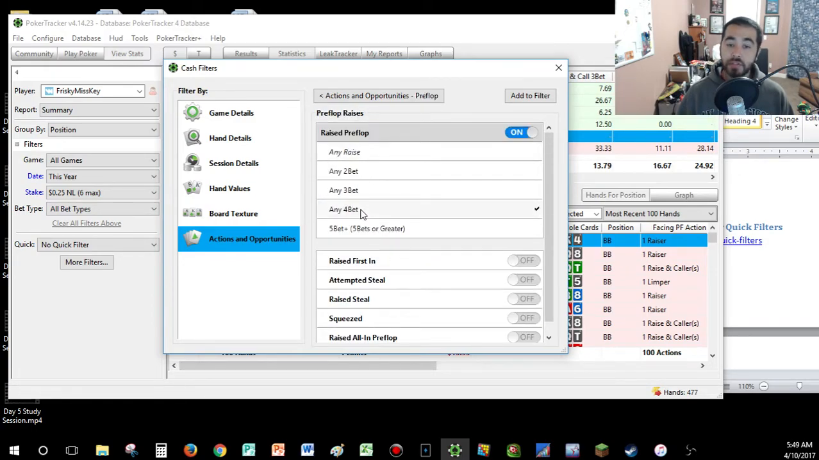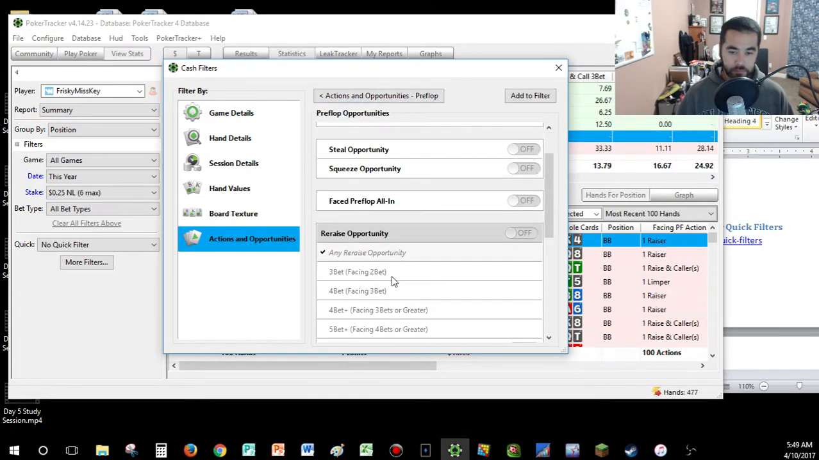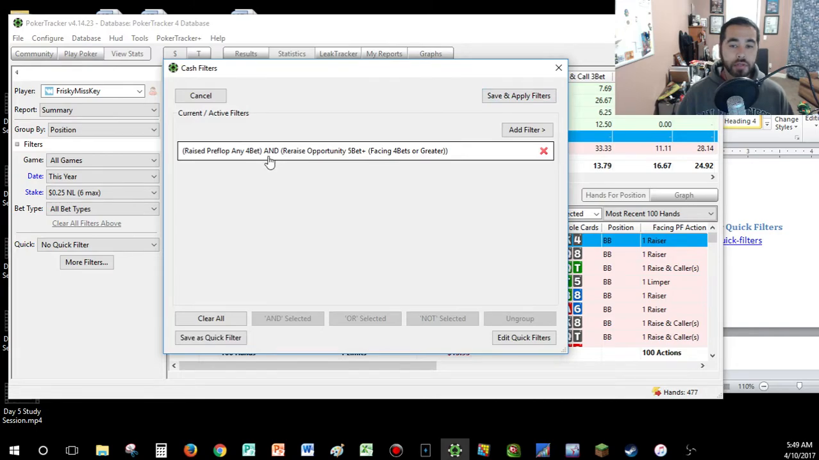So preflop raises, any 4-bet. And then we go back, preflop opportunities, 5-bet facing a 4-bet or greater. So now you can see, oh, it says "or." Dagnabbit.